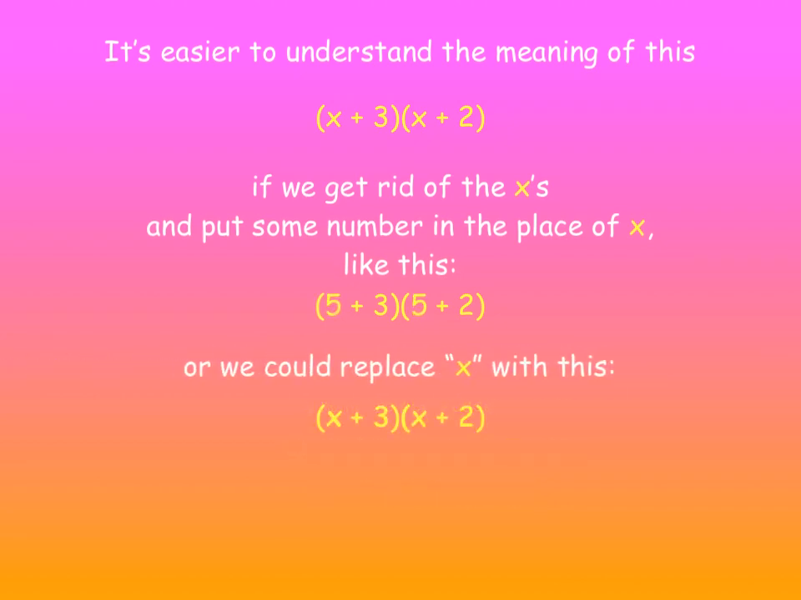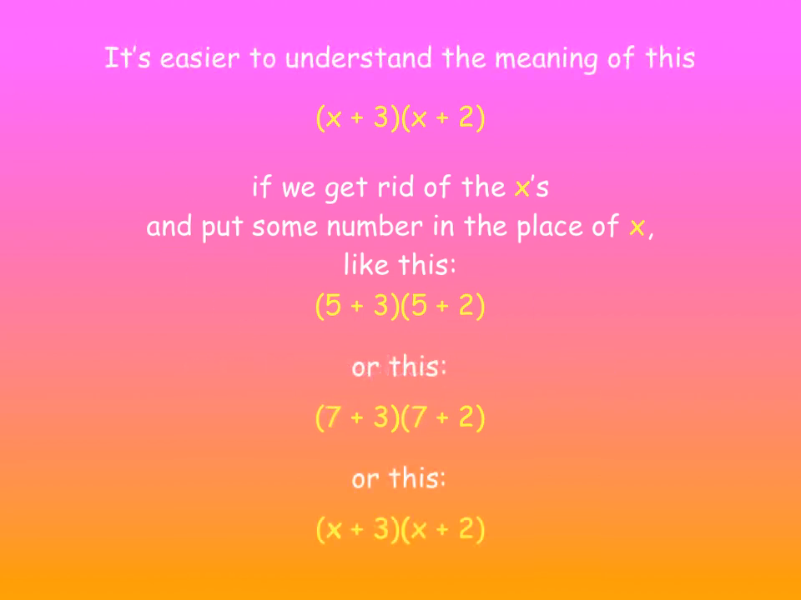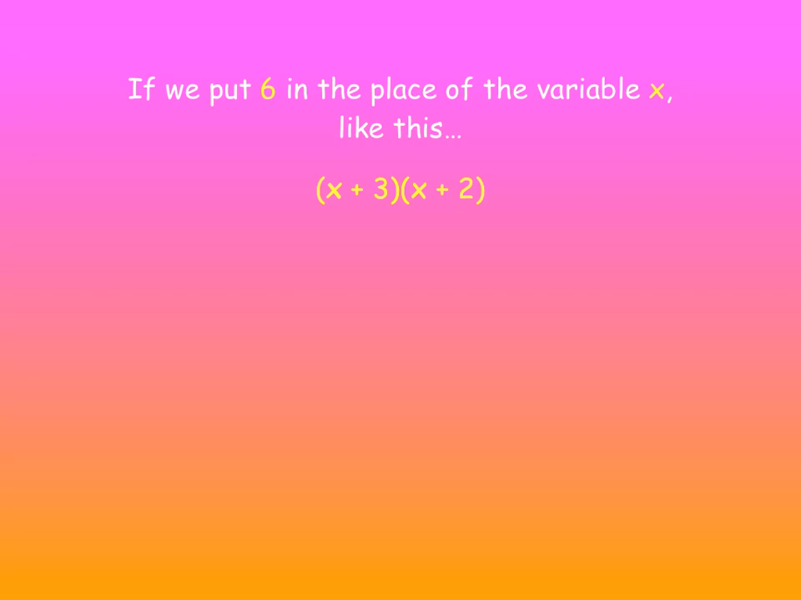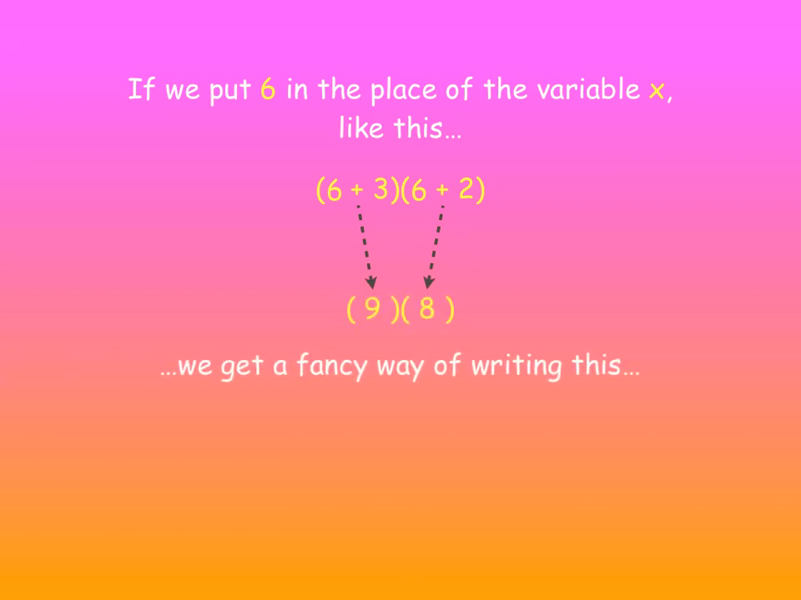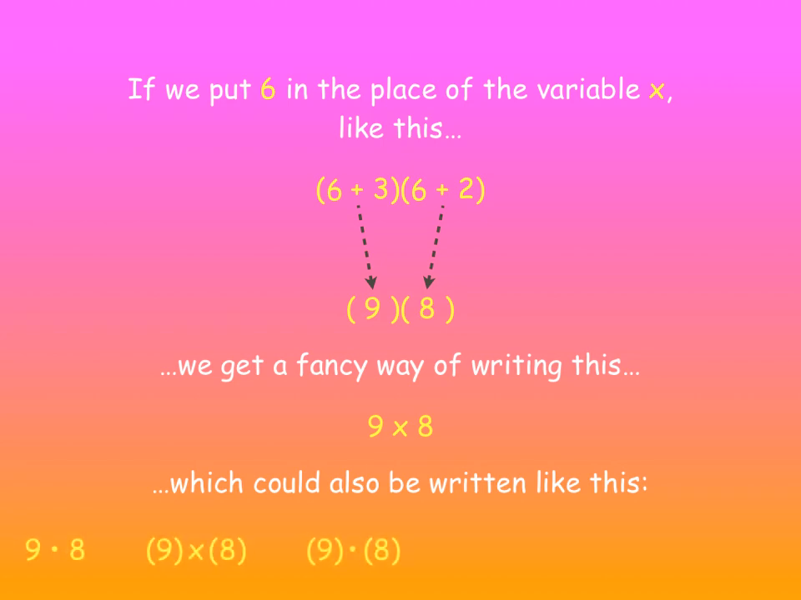We could replace x with, let's say, 7's. Or maybe this, we could put in 4's. If we put 6 in the place of the variable x, like this, and we add the numbers inside the parentheses, we get a fancy way of writing this, 9 times 8. Which could also be written like this, 9 times 8 with a dot, or x, 9 times 8, 9 times 8. There's a lot of ways you can write 9 times 8.